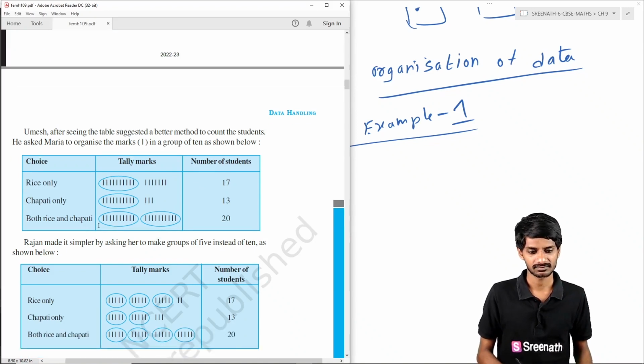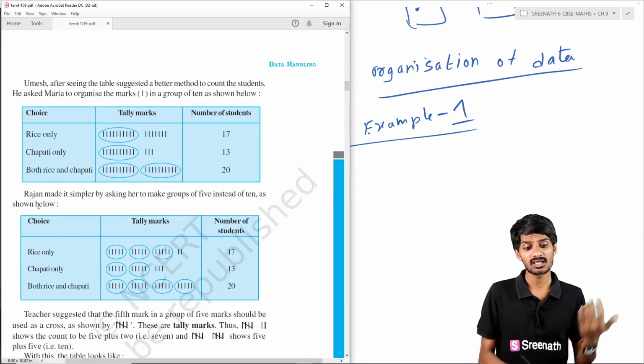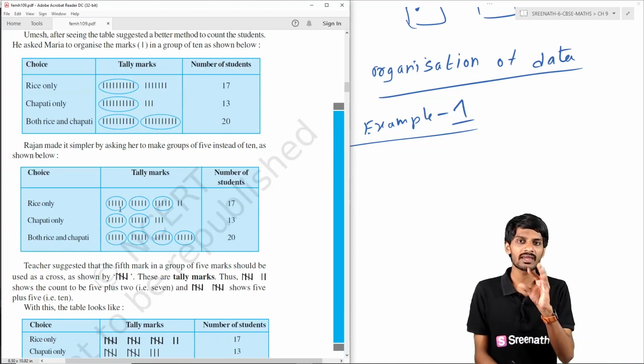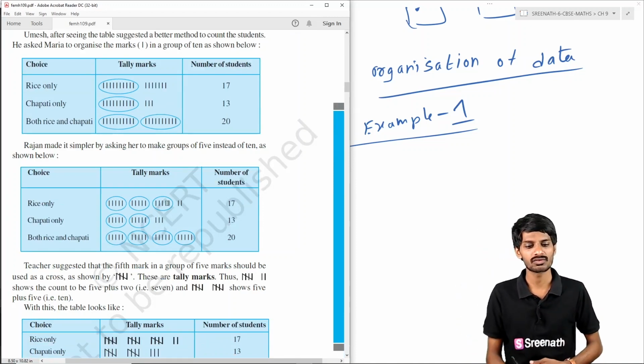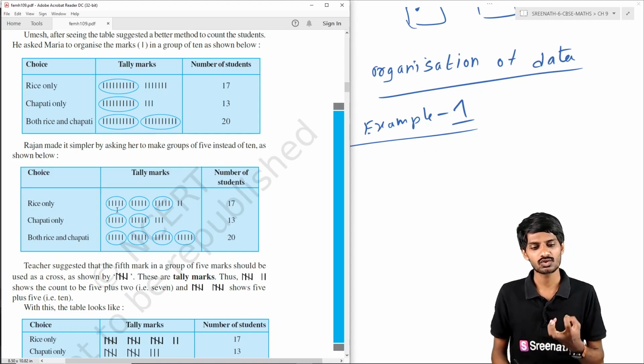That's it. And next, Rajan made it much simpler. Rajan has grouped the students in fives: 5 students, 5 students, 5, so that if there is a circle, it means 5 students, it is a group.